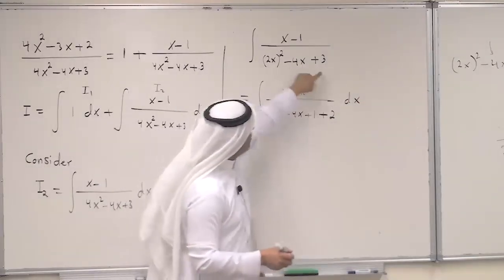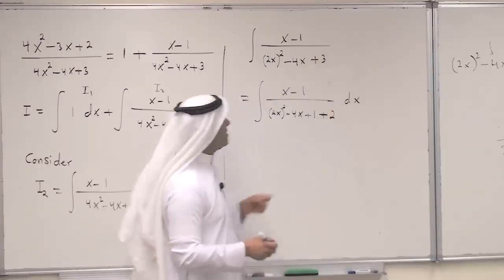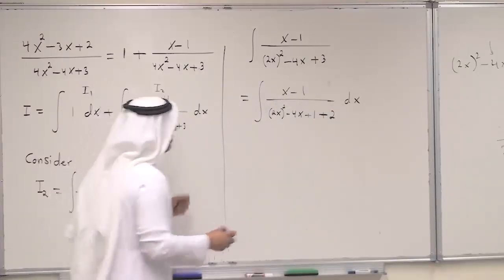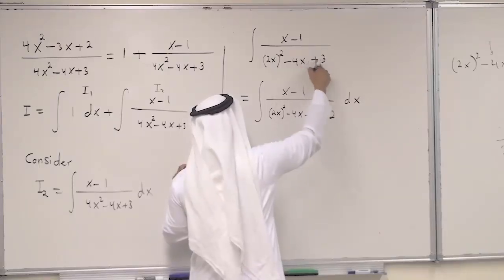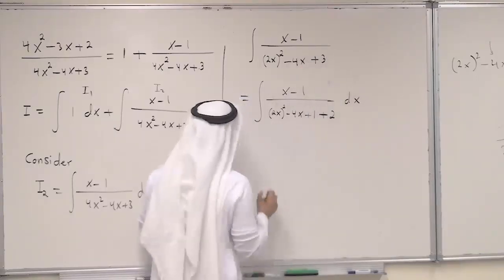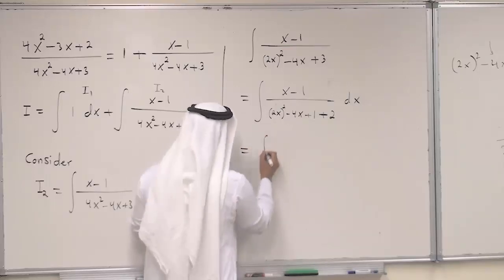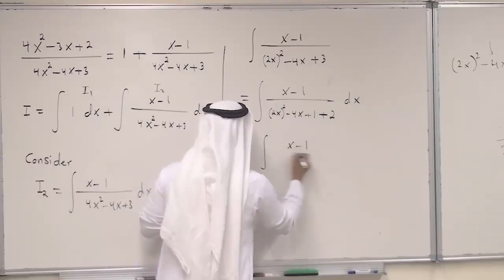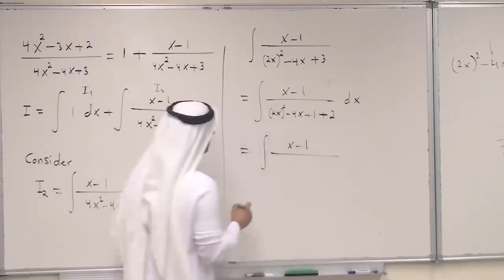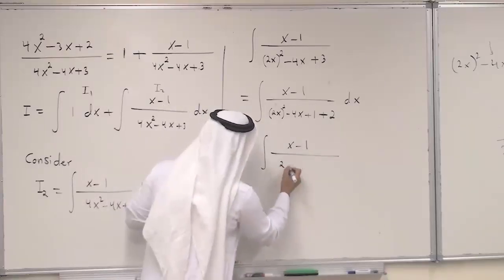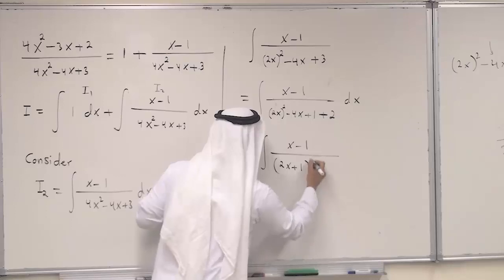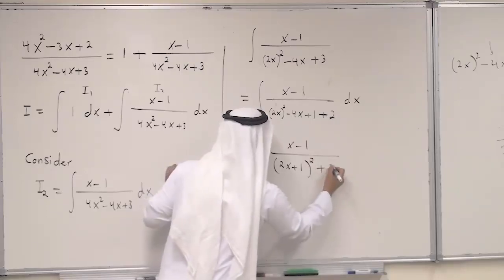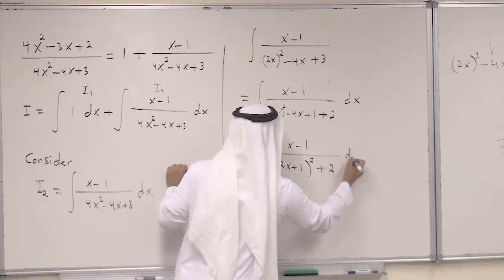We are adding 1 and subtracting 1, so this is exactly what we have. We are adding 1 to this expression, so it will be plus 1, and we have 3 minus 1, that's equal to 2. Fine. What is now the first term? We have x minus 1. Look, this is a very interesting exercise. This is (2x minus 1) all squared, then we have plus 2 dx.